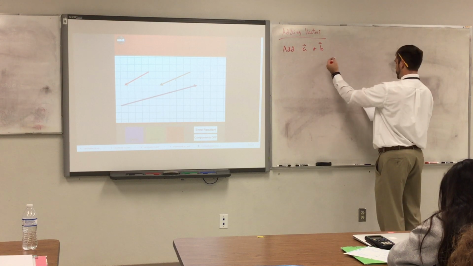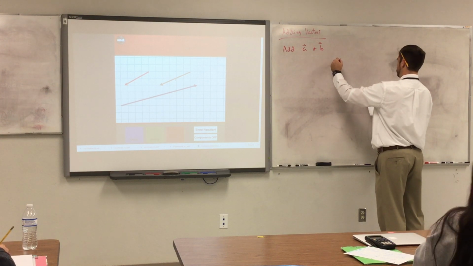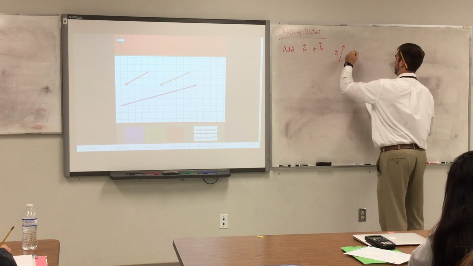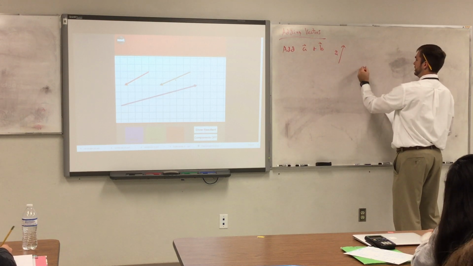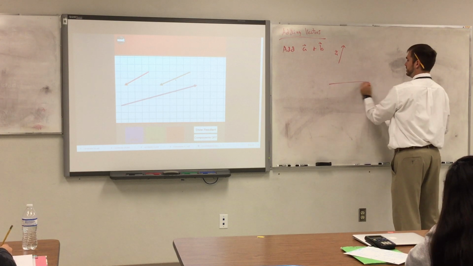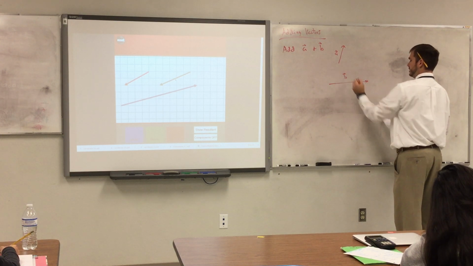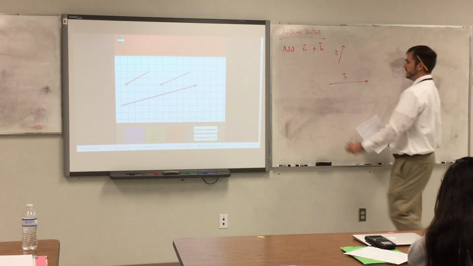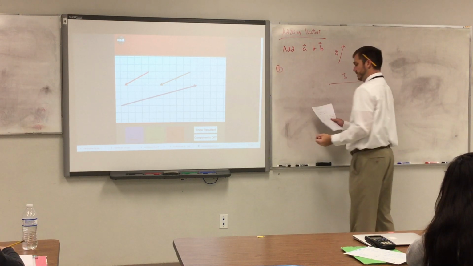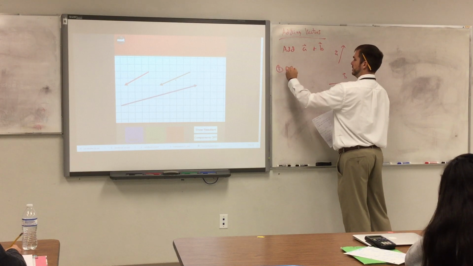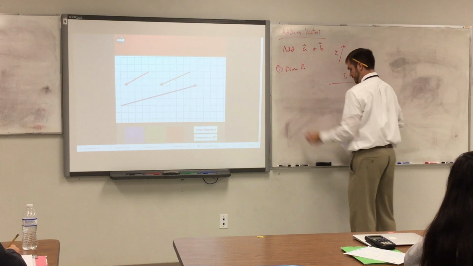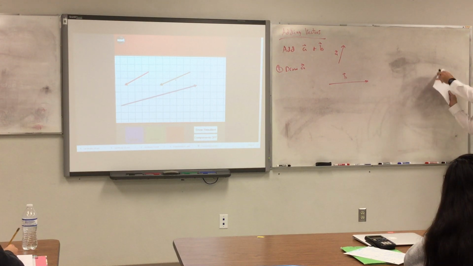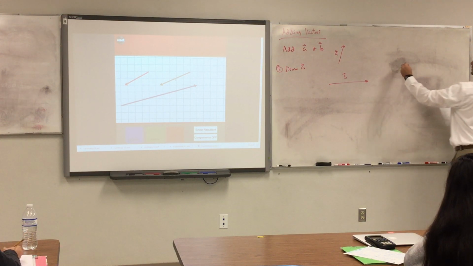So here's vector A, and there's vector B. To add vector A and vector B, step 1: draw A. Now I'm going to actually apply those steps over here. So, drawing A.